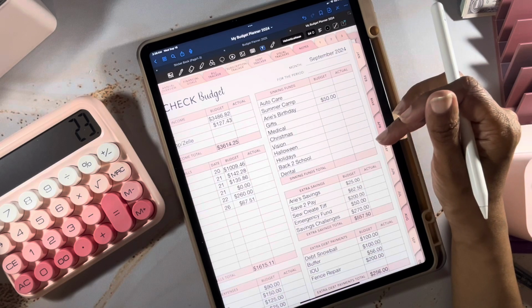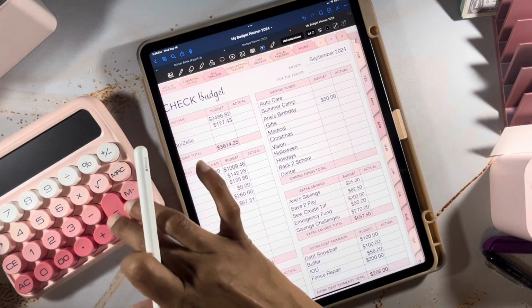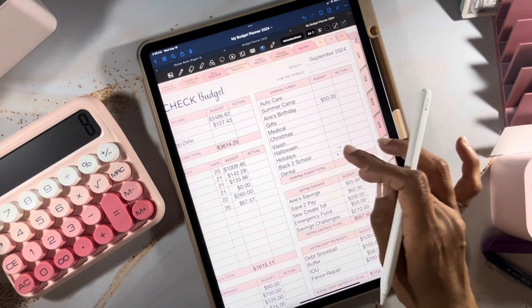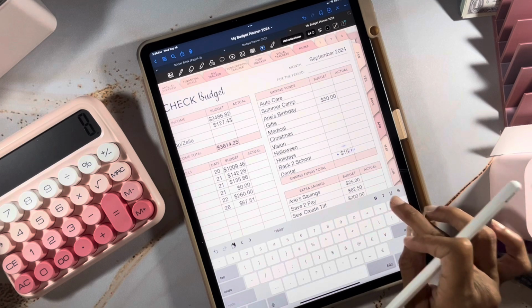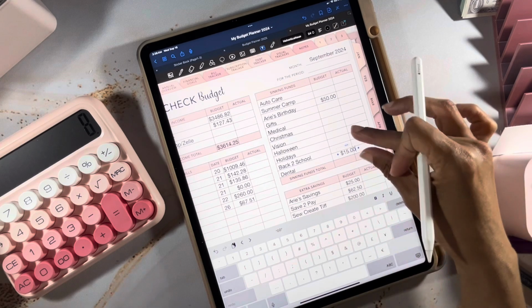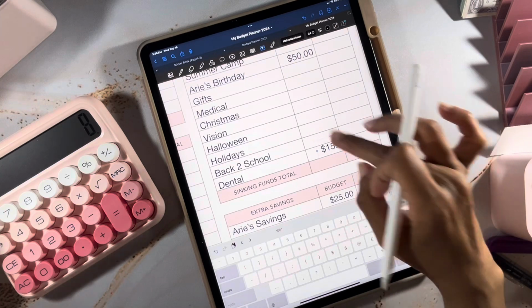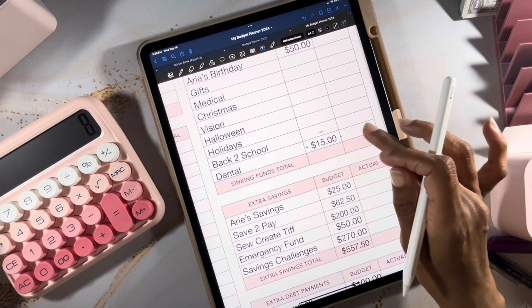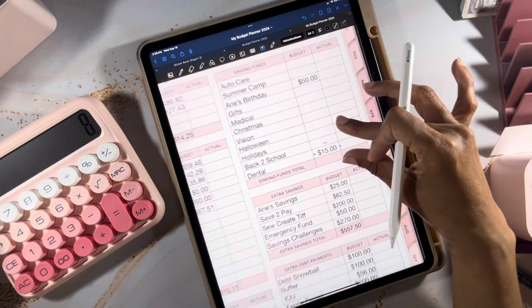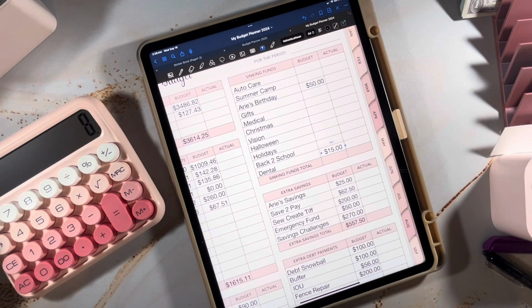I'm going to put minus 15. So let's put $15 here, because she has a dental appointment in January, and that's gonna be $200 or so. I don't know, they're gonna clean her teeth or something. I just know I have to pay $200 and something. So we're gonna go ahead and try to get that in motion.